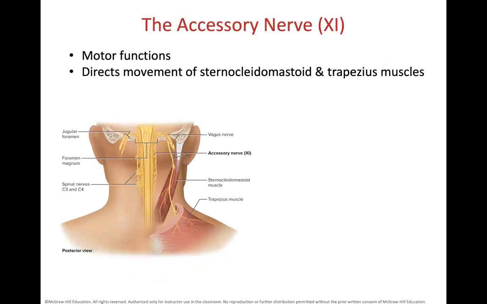Okay, number 11, two more. The accessory nerve, this is the first one. We've talked about this really on the back side of the head. Only motor functions, and it deals with movement of the sternocleidomastoid muscles and the trapezius muscles. So the neck muscle as well as that trapezius muscle, which is the big one on the upper part of the shoulder, reaches down into the upper back. That is the accessory nerve.